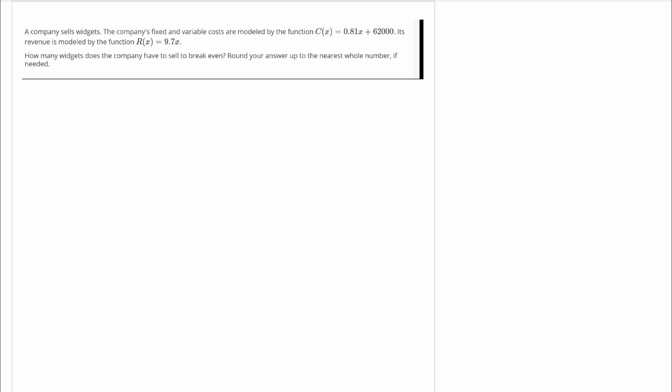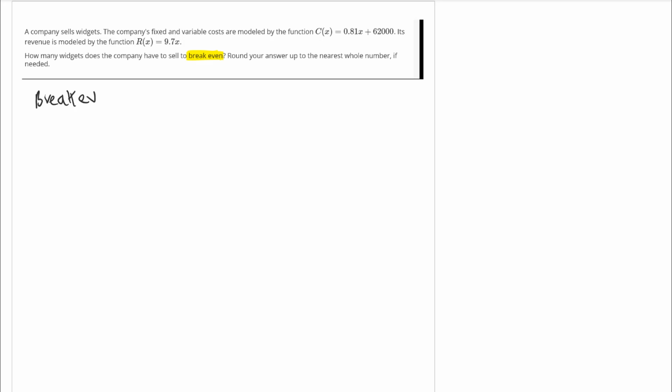So this is a different kind of word problem that you might encounter in Chapter 7. It says a company sells widgets. The company fixed and variable costs are modeled by the function C of x. Its revenue is modeled by the function R of x. How many widgets does the company have to sell to break even? Round your answer up to the nearest whole number if needed. So here, you really should know the definition of break even.